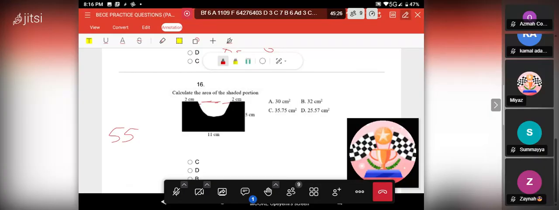But they cut off a semicircle. So you find the area of the part that is not there and remove it from 55. Now, before we can calculate the area of that semicircle, we need to know this diameter. This place is the diameter of the circle. What is from here to here going to give us? 7. This is 2 here, this is 2. So that is 4.